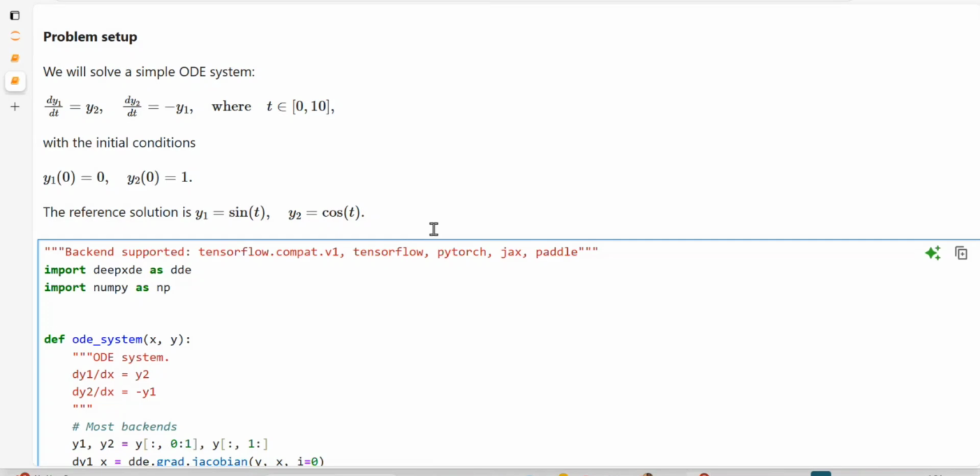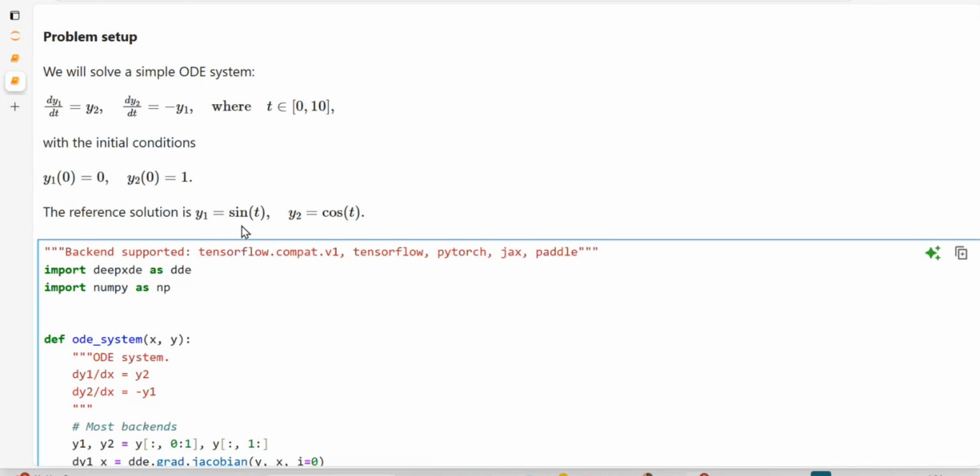In this video, I'm going to solve a system of first order ordinary differential equations. You can see the system over here. And this is a very simple problem. The system of first order ODEs has initial conditions. There are two initial conditions.